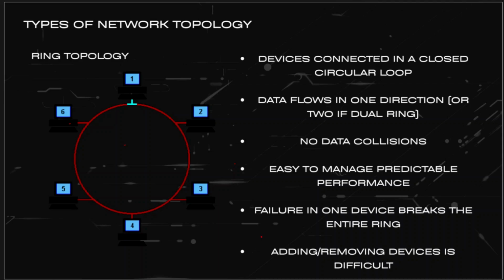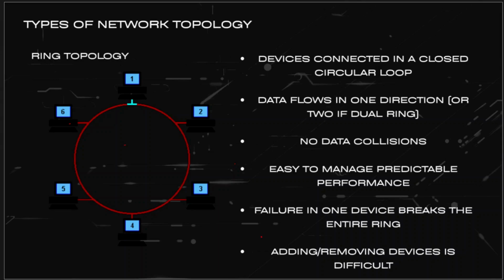Failure in one device breaks the entire ring, and adding or removing a device is difficult. For a real life example, think of a relay race. To send data, a computer waits for a token, an empty digital frame. It puts its data in the token and passes it to the next runner. So the data moves in one direction until it reaches the destination.